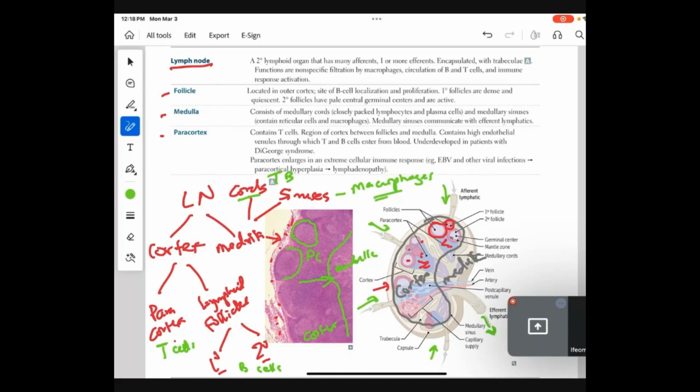So your lymph node, from the structure, has the cortex and the medulla. The cortex is divided into the paracortex and the lymphoid follicles. The medulla is divided into the cords and the sinuses. The paracortex is where your T cells are located. Lymphoid follicles are where your B cells are located. The medullary sinuses are where your macrophages are located, more importantly. The lymphoid follicles are further divided into primary and secondary lymphoid follicles.